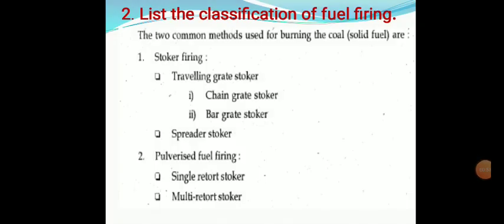Second question, list the classification of fuel firing. The two common methods used for burning the coal solid fuel are stoker firing, in that traveling grate stoker, again in that chain grate stoker and bar grate stoker, and second one is spreader stoker. Second is pulverized fuel firing, single retort stoker and multi retort stoker.